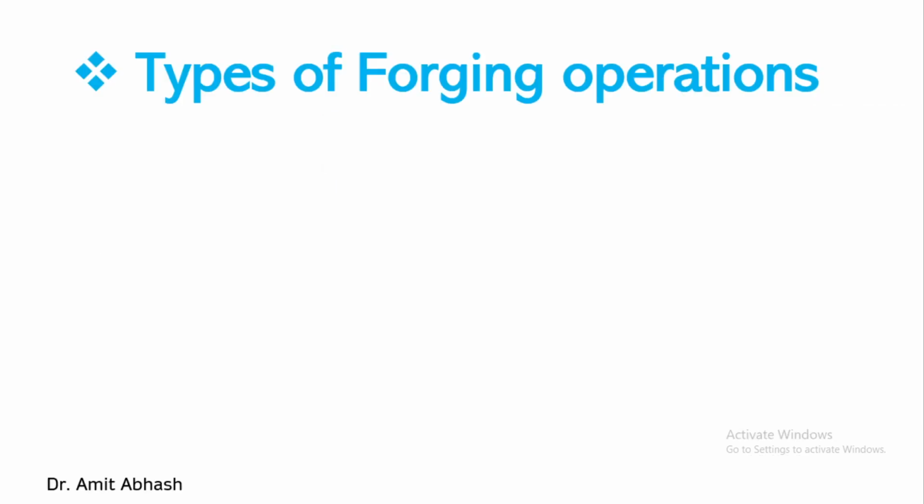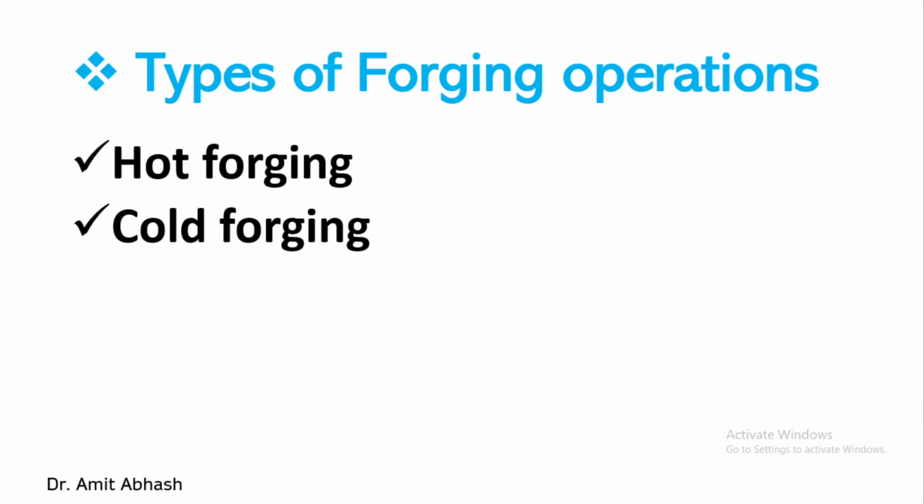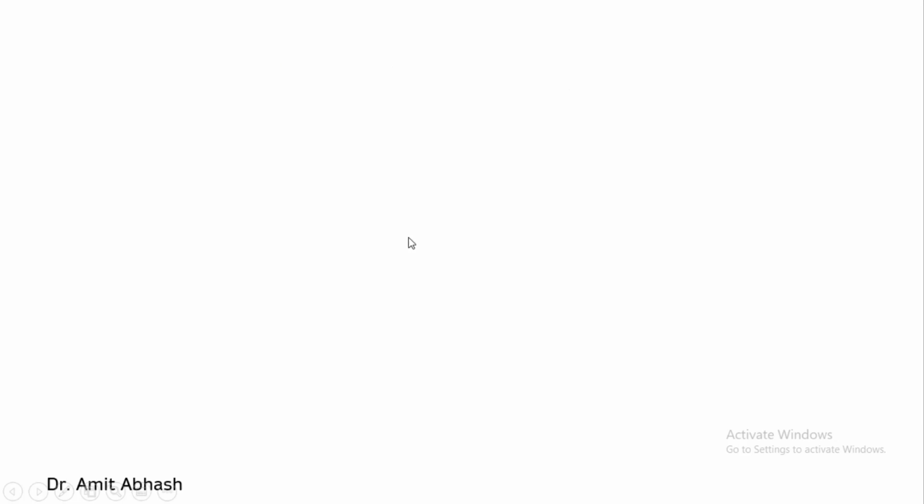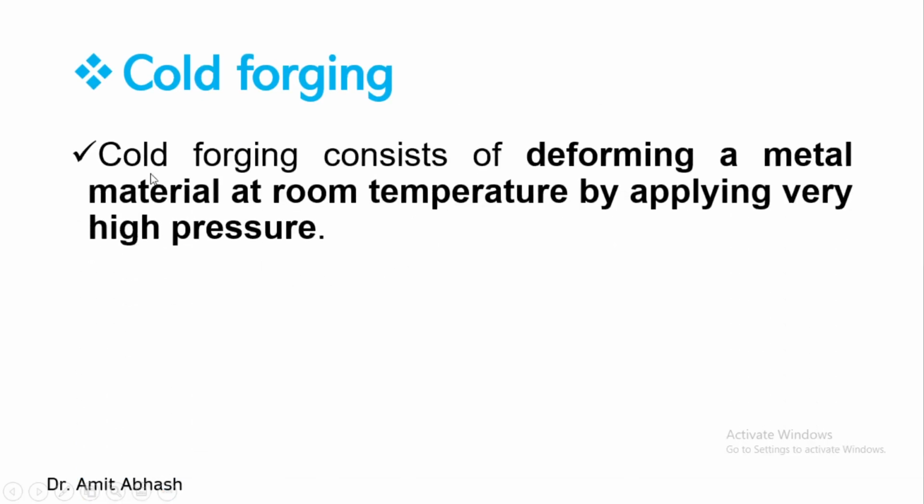At first, the types of forging. As I told you, one is hot forging and another is cold forging, so one by one we will see. At first, cold forging. What is cold forging? The first point is that cold forging consists of deforming a metal or material at room temperature by applying very high pressure.